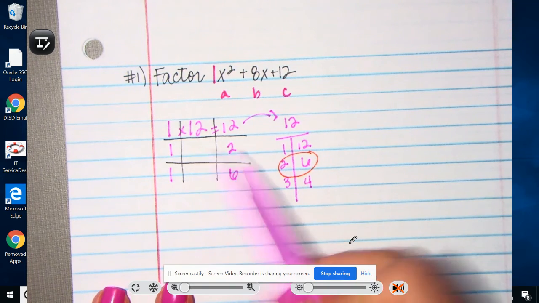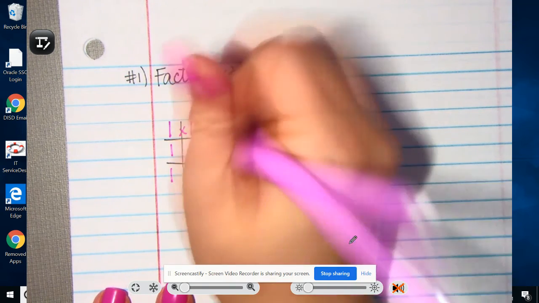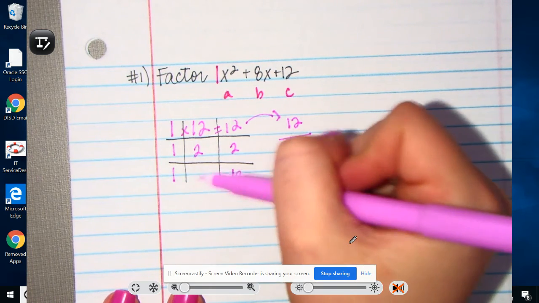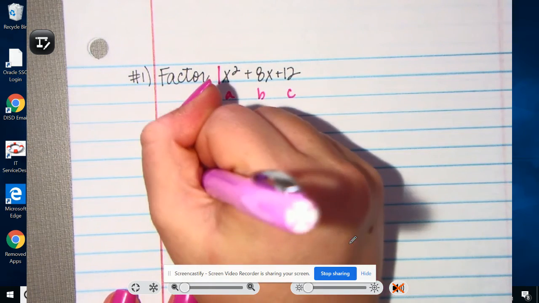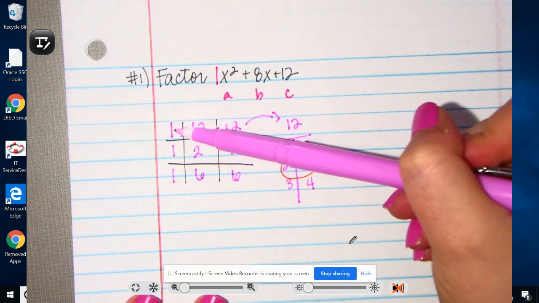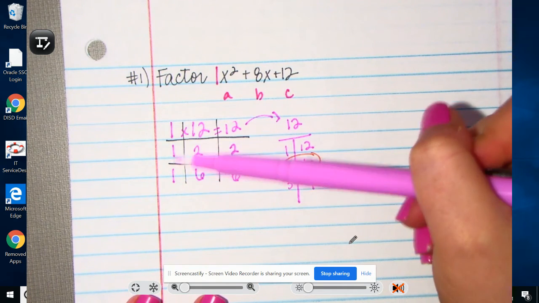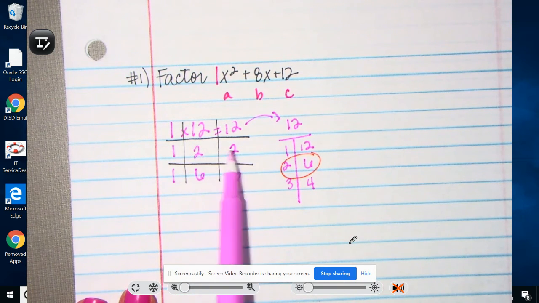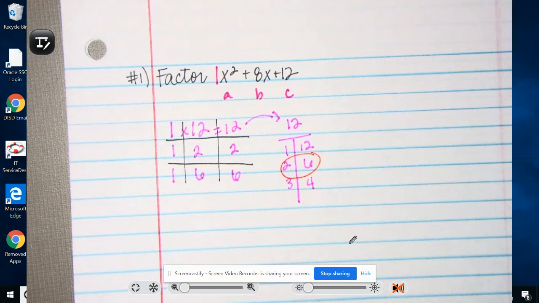So 1 times what gives you 2? Your answer is going to be 2. 1 times what is going to give you 6? Your answer is going to be 6. So once again, when this is 1, we know that these numbers are going to be 1. And if these numbers are 1, we know that they're going to be the same as this because we are multiplying by 1. It's always going to give us the exact same number.